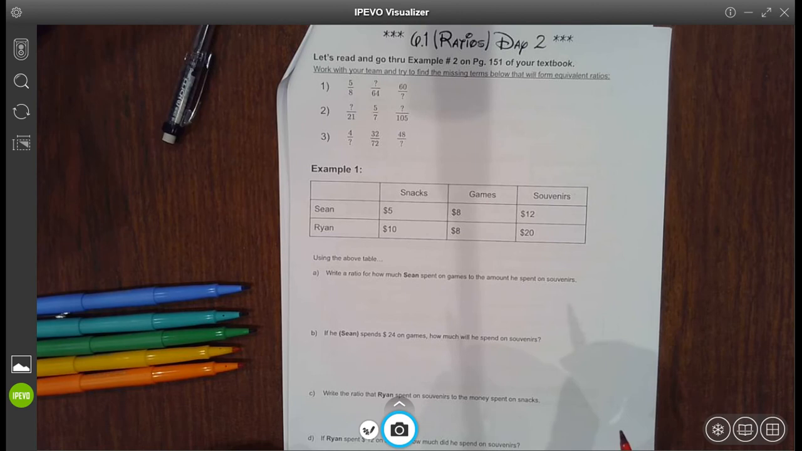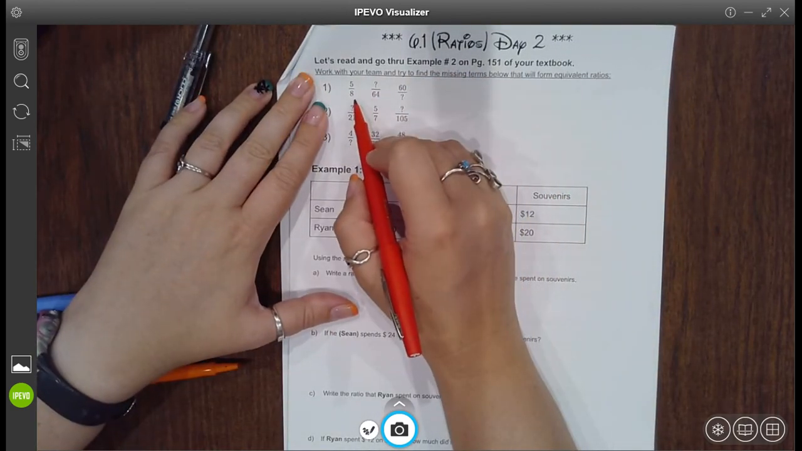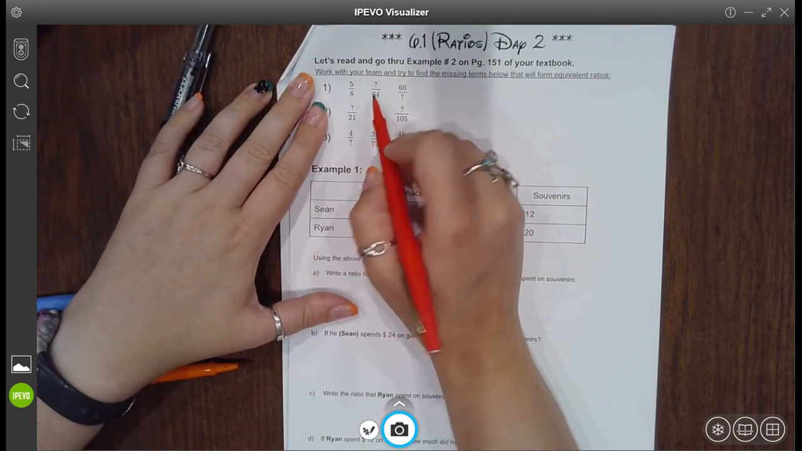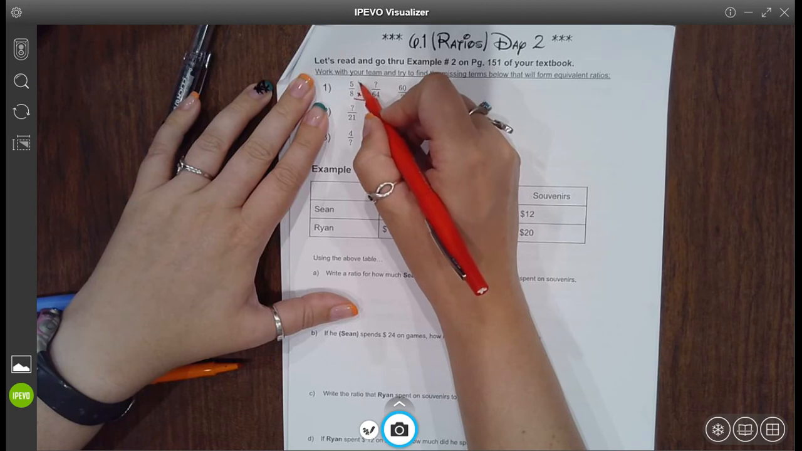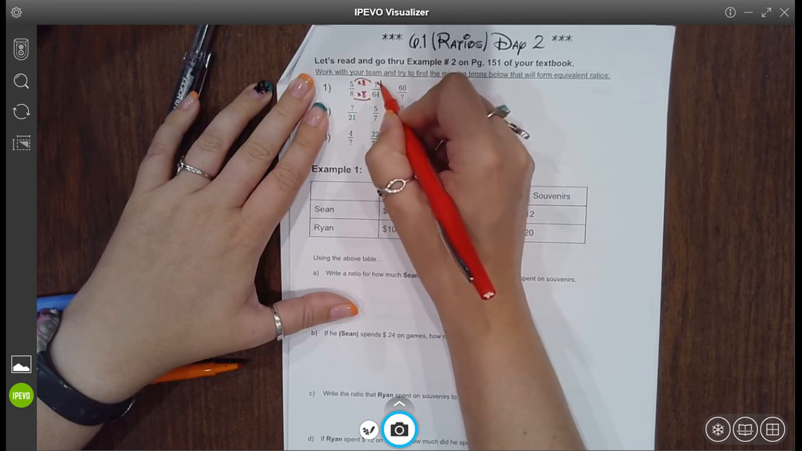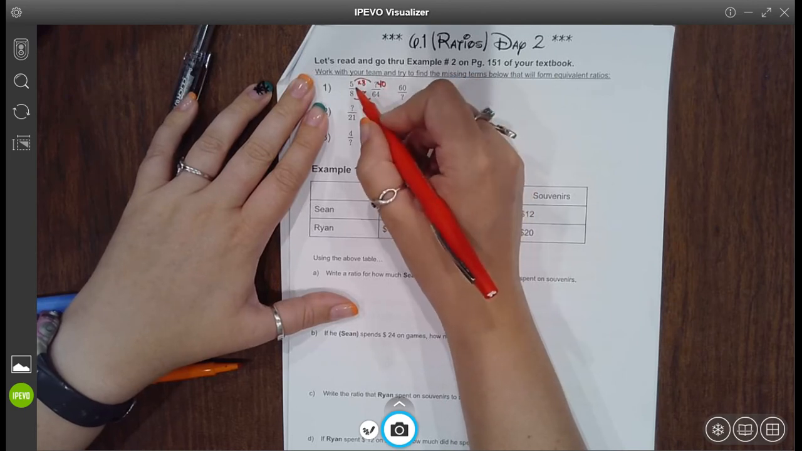When you're creating equivalent ratios, as long as you do the same thing to both the top and the bottom, they'll be equivalent to each other. So think to yourself, what did you do to 8 to become 64? Well, you multiplied it by 8. So then do the same thing on top. Multiply 5 times 8 and you get 40. So that means 40/64 is equal to 5/8.